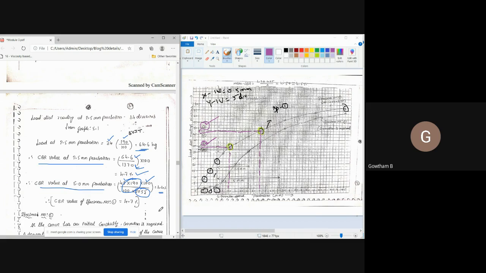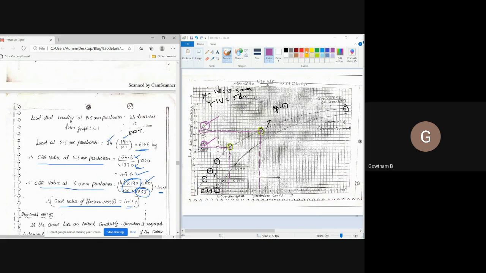of about 4.4 percent. Now out of these two you have to consider the highest value, and you will always get the higher CBR value at 2.5 mm penetration itself if you do the experiment properly. Now, therefore, the CBR value of specimen number 1 is how much? 4.7 percent. Now repeat the steps for specimen number 2.